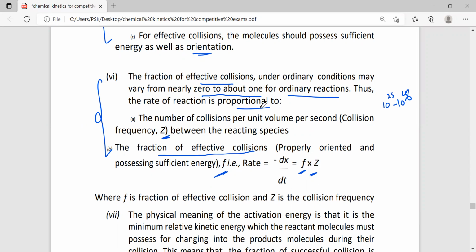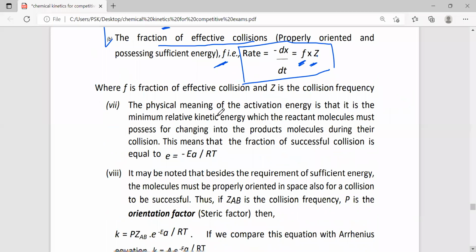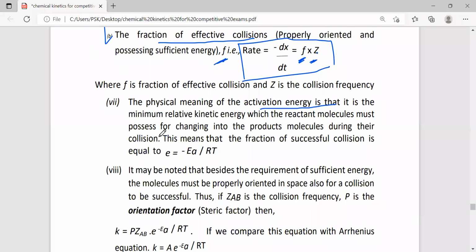Now, the physical meaning of activation energy is that it is the minimum relative kinetic energy which the reactant molecule must possess for changing into products. So the physical meaning of activation energy is the minimum excess energy, the minimum relative kinetic energy which a reactant molecule must possess for changing into product molecules during their collision. This means that the fraction of successful collision is equal to e to the power minus Ea by RT.